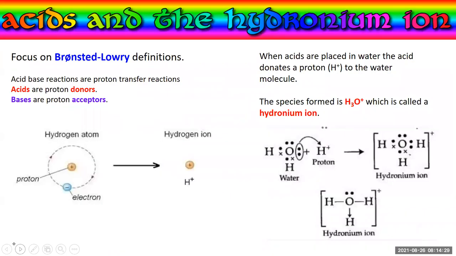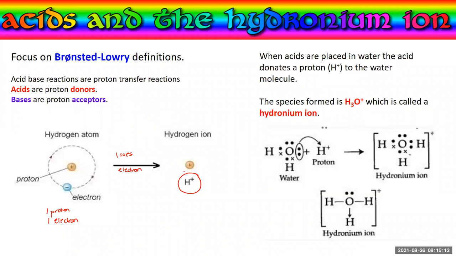So let's look at this idea that acids are proton donors and bases are proton acceptors. First of all, what we mean by a proton is a hydrogen ion. And the reason we call that a proton is if you look at the hydrogen atom, we have one proton and one electron. And of course, if that becomes an ion by losing its electron, then what is left is just the proton. So whenever we talk about proton donors and proton acceptors, we're actually talking about hydrogen ions.